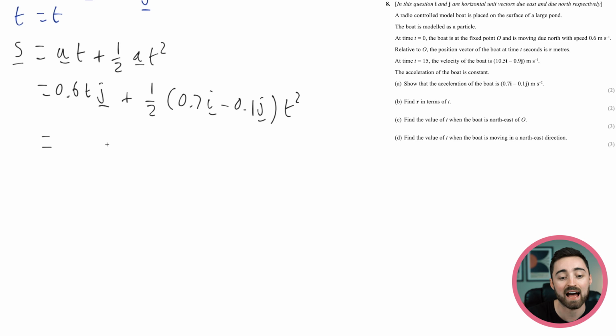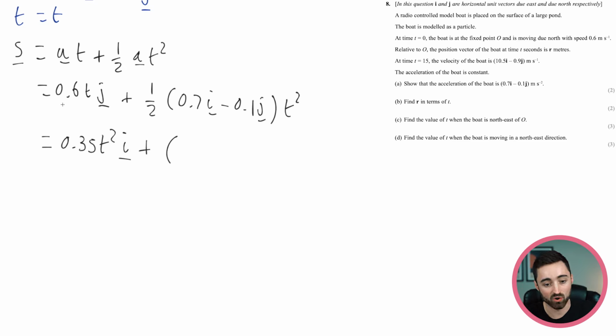So in terms of i, what do I have here? My only i term is actually this old fella here. So this is going to be a half times 0.7 times t squared lots of i. So a half times 0.7 is 0.35. And then I've got t squared, lots of i. And then my j's, what do I have?